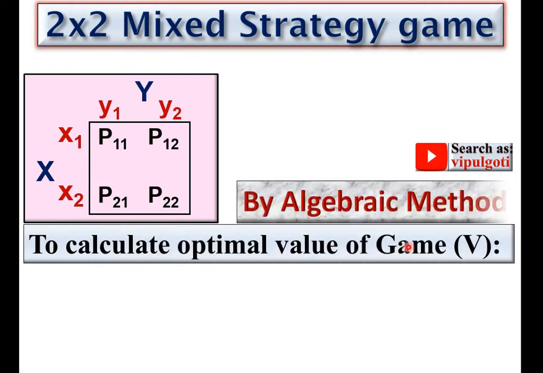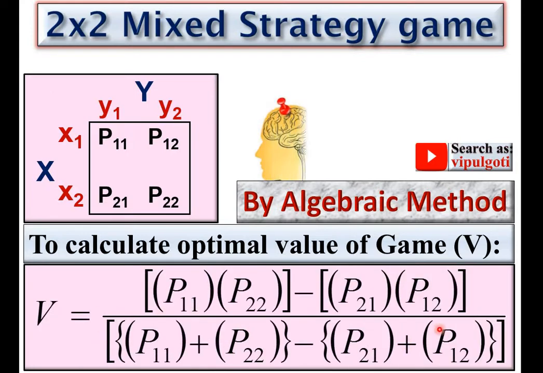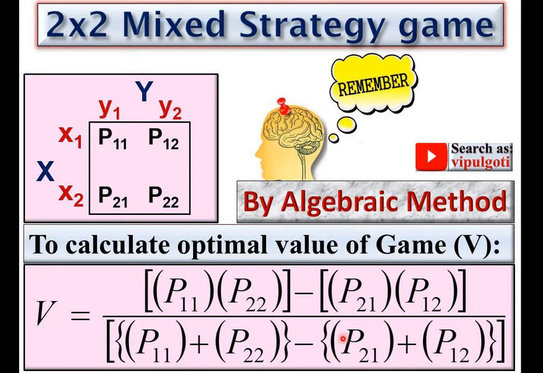So to calculate the optimum value of gain by the algebraic method, this is a formula that you should remember. But it's a little bit difficult to remember, so I am going to show you a very simple way to remember this formula. The value of gain V is equal to multiplication of these two, that you can see over here, minus multiplication of these two, that also you can see over here, whole upon sum of these two minus sum of these two.